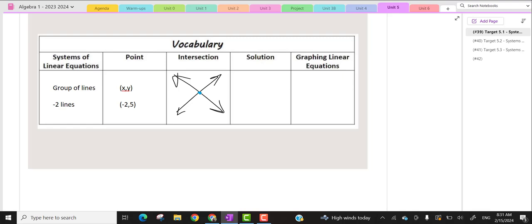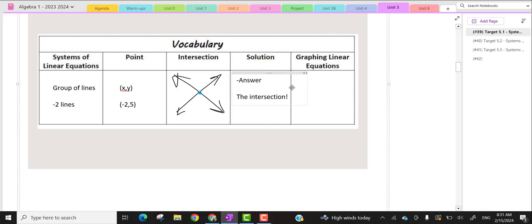Okay, solution means answer. So solución significa respuesta. Answer. And in this case, it's the intersection. So en este caso, en este tema, donde las líneas están cruzando es la intersección y esta es la solución.